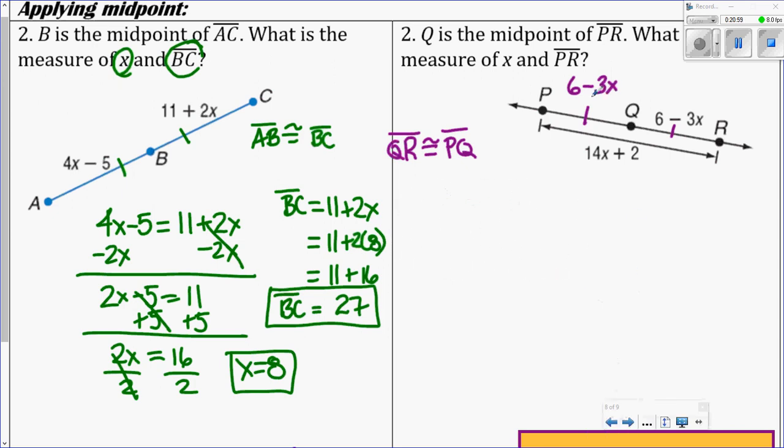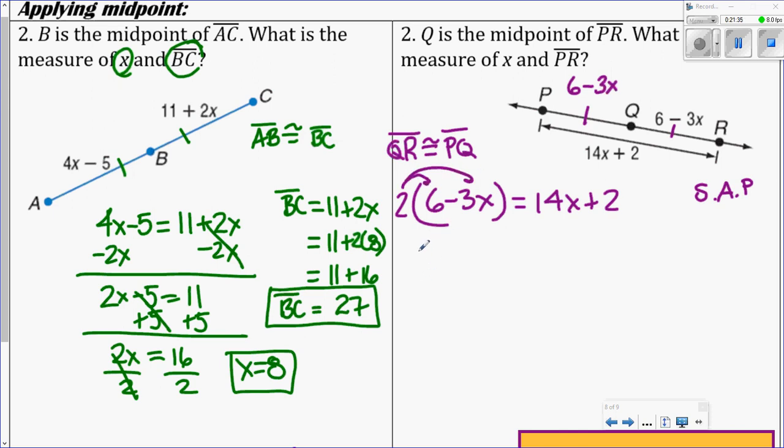Alright, so now we're going to take these two, since they're two segments and they're equal to this. So it would be 6 minus 3x times 2, just to save space, set equal to 14x plus 2. In this case, remember, we're using the SAP, the segment addition postulate. So we can add those two and then set it equal to this. So we're going to distribute.